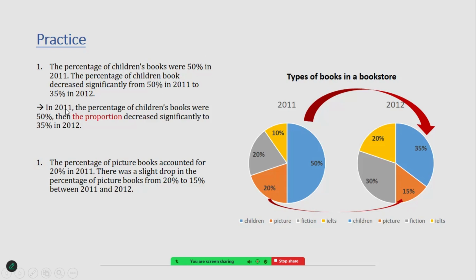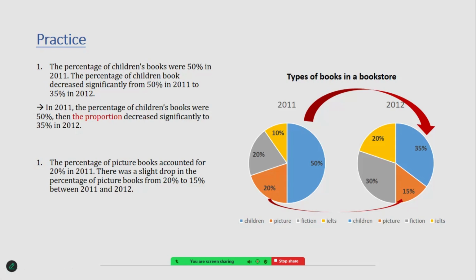For example, in 2011, the percentage of children's books were 50%, so I keep the same. Then the proportion means the percentage, synonym. Decreased significantly to 35% in 2012. So I remove the similar part of children's book from 50% in 2011. I remove the similar part and I have a complex structure, a complex sentence. Now it sounds so much better.